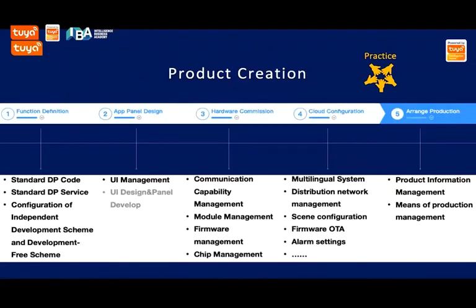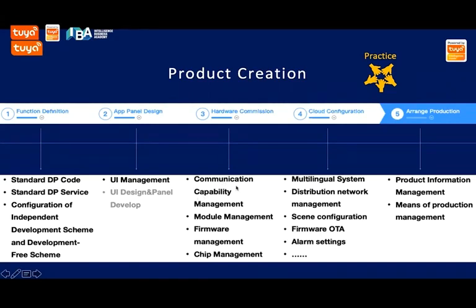Okay, next, let's see how we can create products. There are 5 steps to create a smart product on the IoT platform. Firstly, we need to make sure what functions you want to show or control on the app. That is the DP code, what we call data points. And after the selection of data points, we can select the UI. From the IoT platform, Tuya provides various UIs for different devices. Choose the one you like.